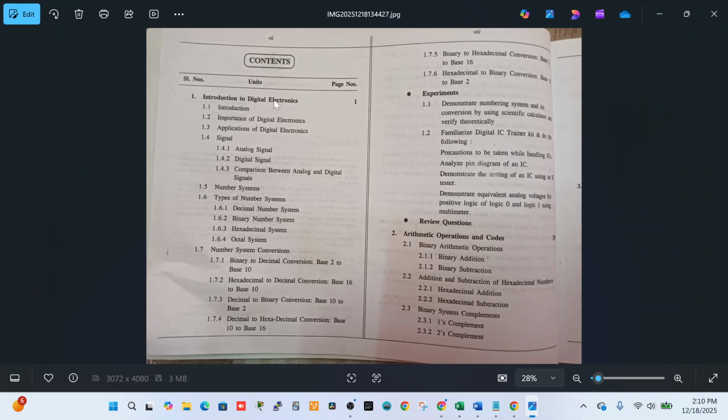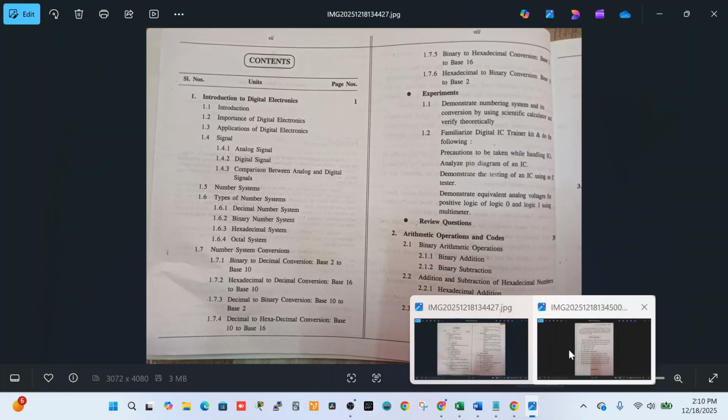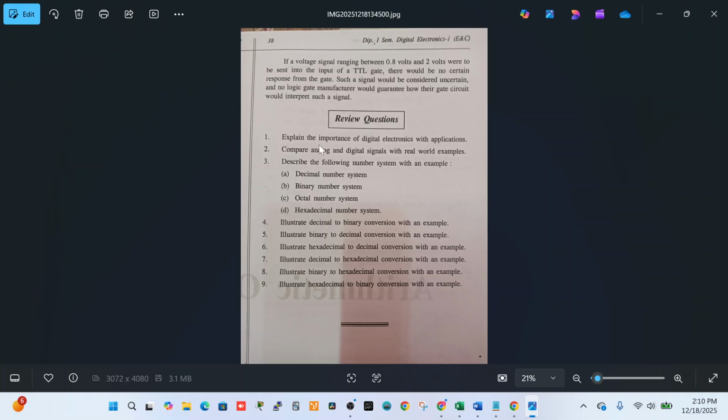Here I will explain from the starting to here. Let's go to the review questions. Explain the importance of digital electronics with applications. I have explained it, you can write and answer this question. Compare analog and digital signal with real world examples. Yes, I have explained it, you can write and answer this question.